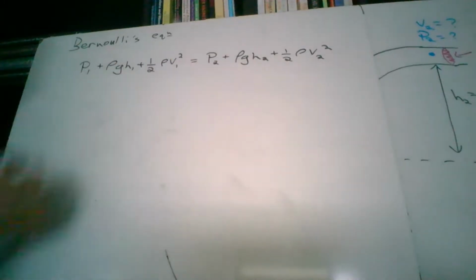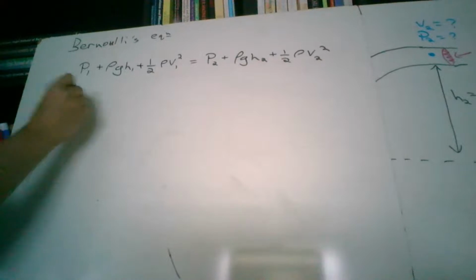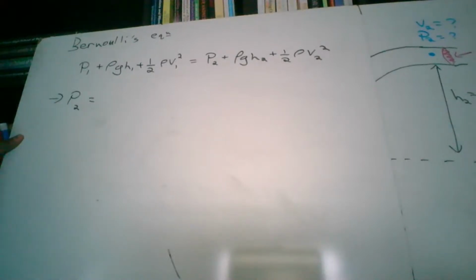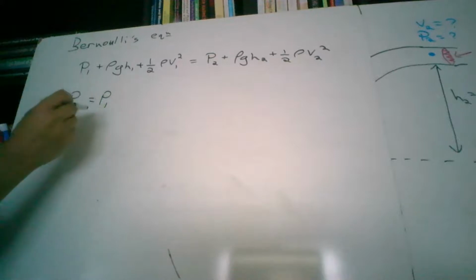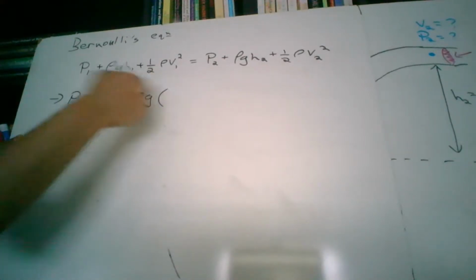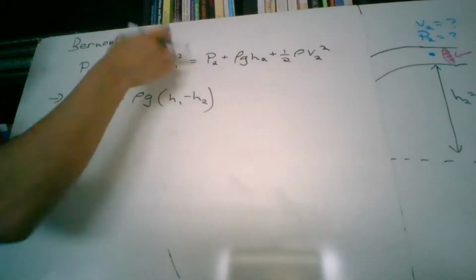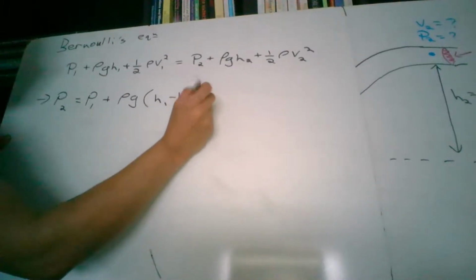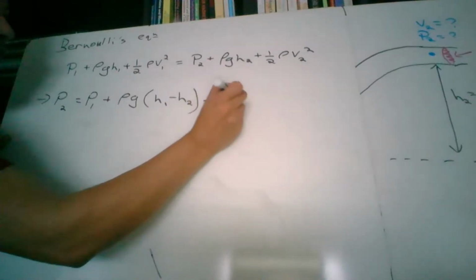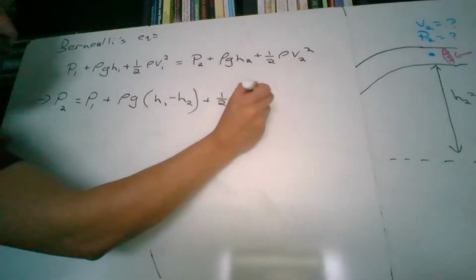So what I'll do is I'm going to solve for P2. We'll worry about V2 in just a second. So if I solve for P2, we will get that the pressure on 2 is going to equal the pressure on 1 plus, you bring this to the other side, the rho and G are the same, and we'll get H1 minus H2. And then we'll bring this term to the other side where 1/2 rho is constant, and we'll get plus 1/2 rho, and on the inside would be V1 squared minus V2 squared.